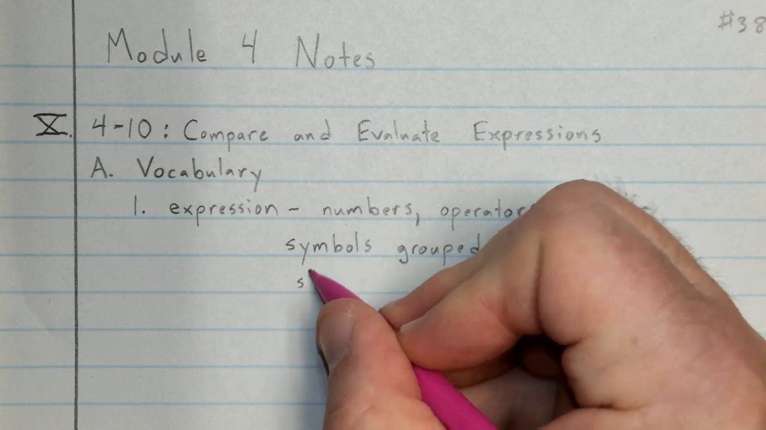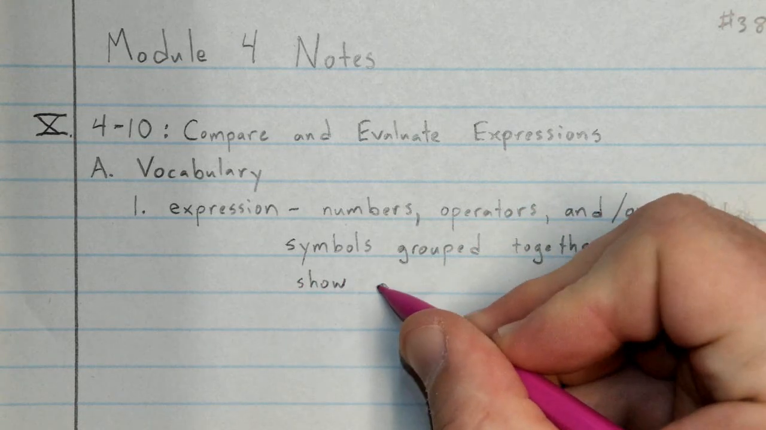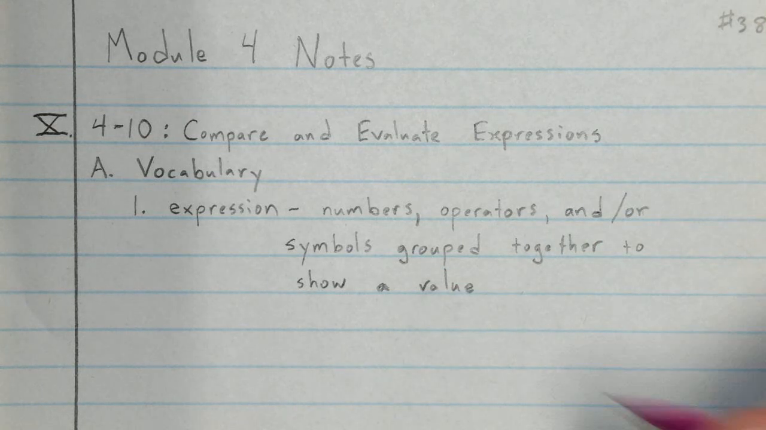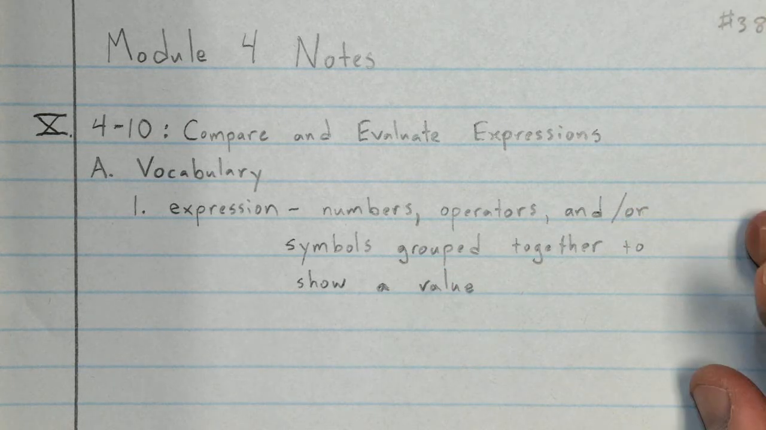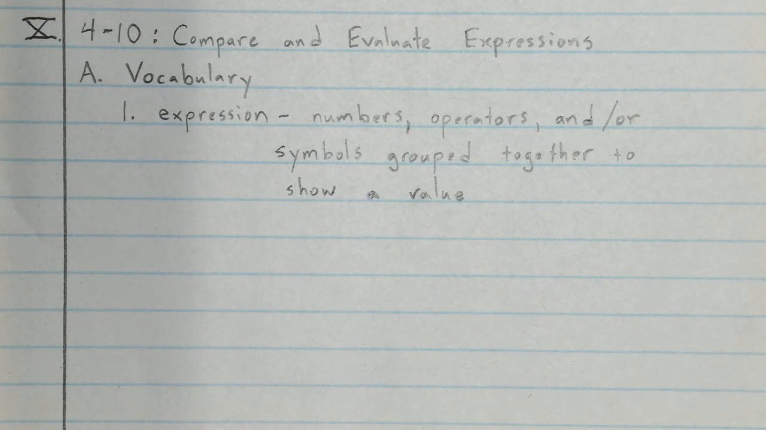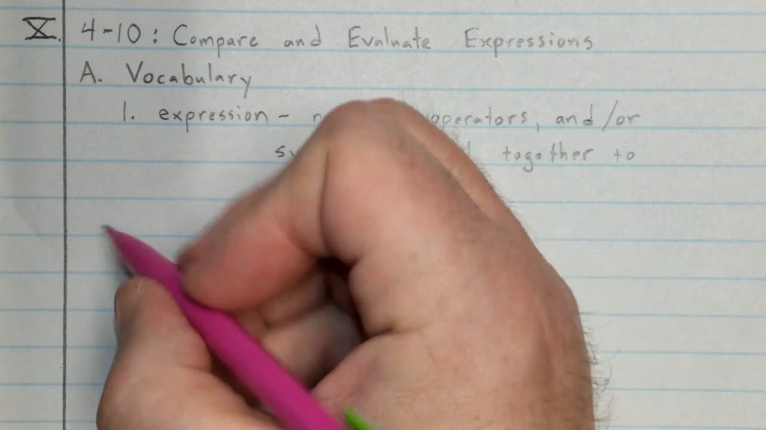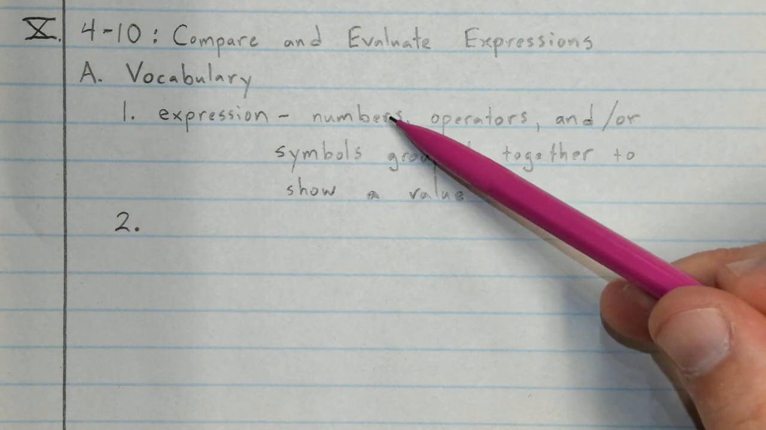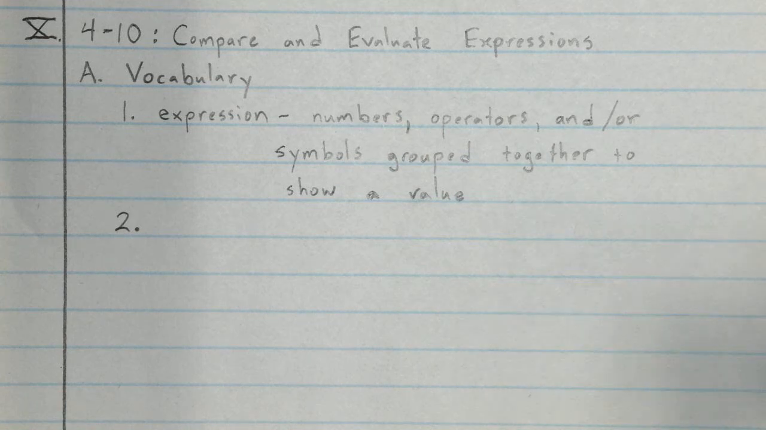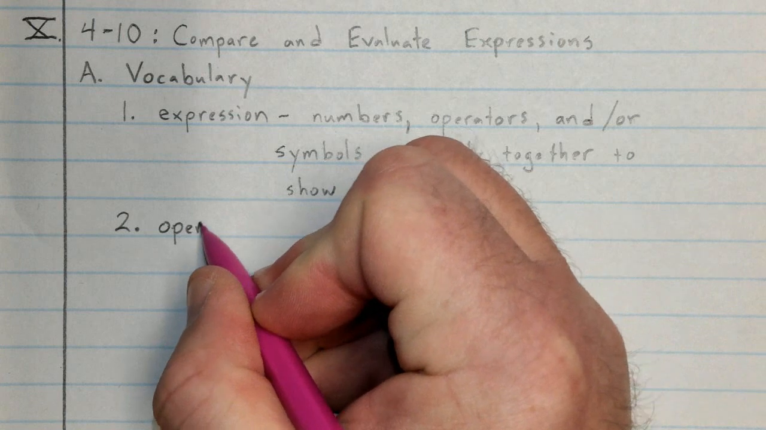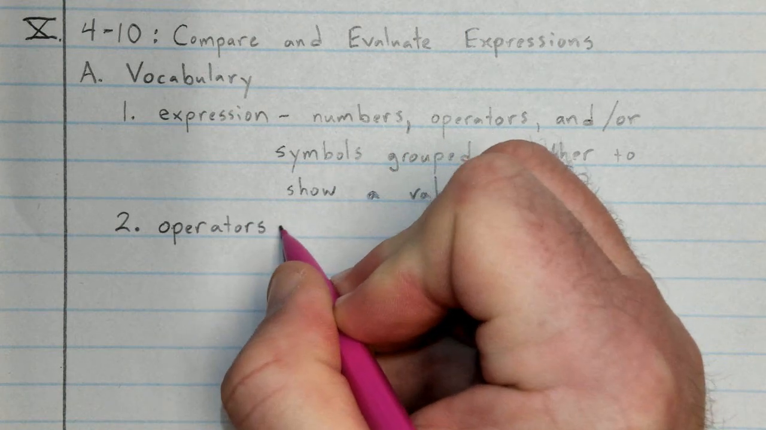to show a value. And it's going to be a number value, a numerical value. We'll be looking at some of those in just a few minutes. Okay? So an expression: numbers, operators, and or symbols grouped together to show a value. Now, again, there are a few things in here. Numbers, I'm sure you're familiar with. Symbols are symbols, pictures, sometimes letters. The one I want to review is operators.